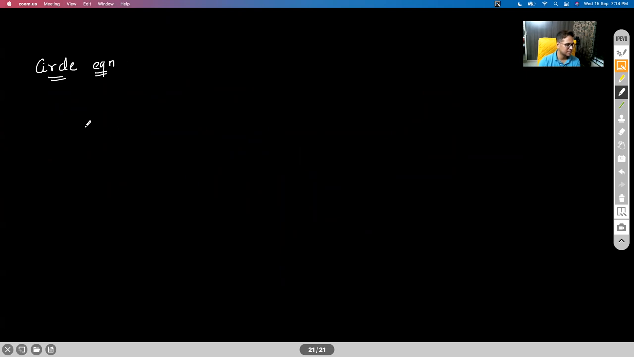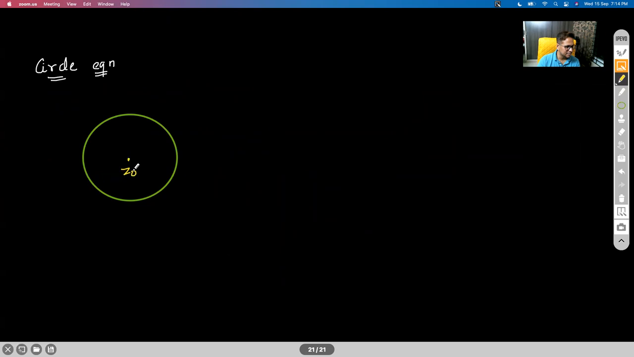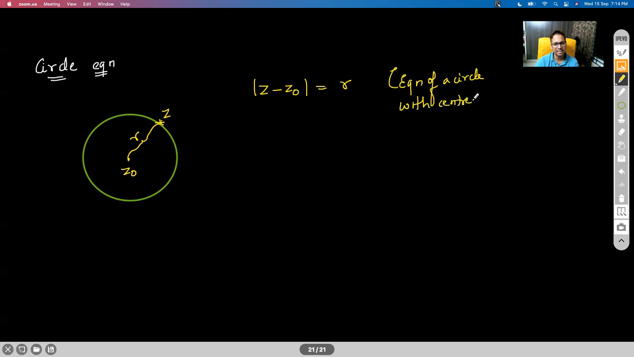Circle equations in complex numbers. So let's say you have a circle, I'm just making a simple case. If I have a circle whose center is at some complex number Z naught and radius is R, then the locus condition that gets satisfied here, everybody would now be comfortable using this. The distance between Z and Z naught will always be R. So this itself is an equation of a circle with center at Z naught and radius R.